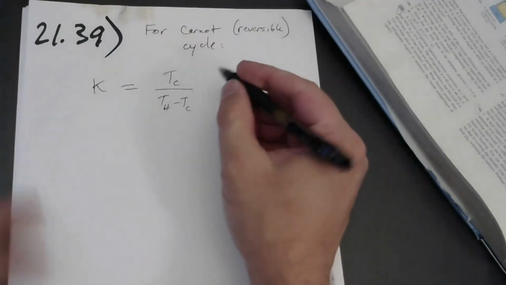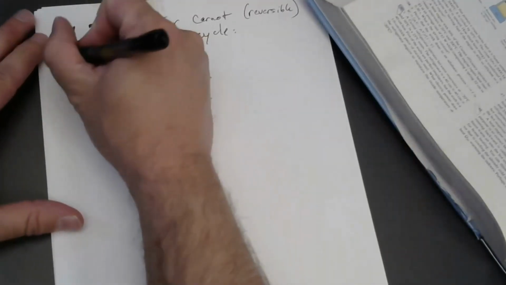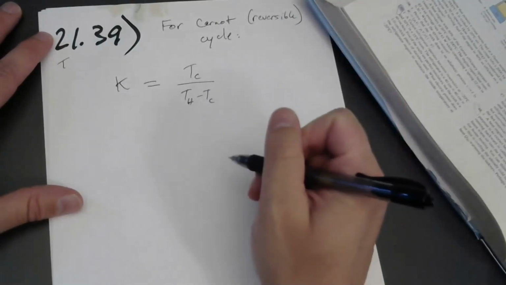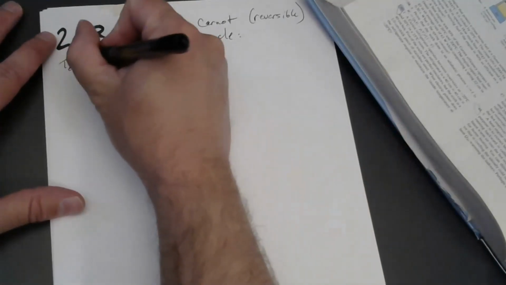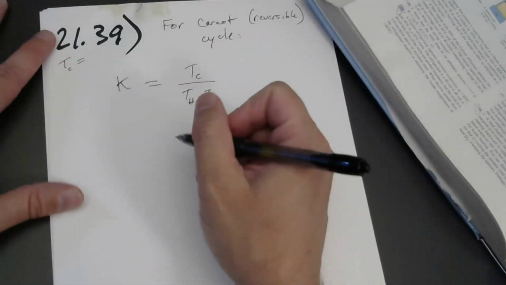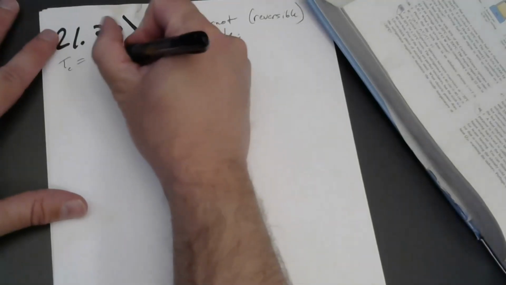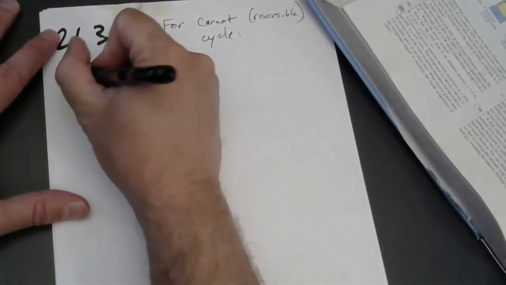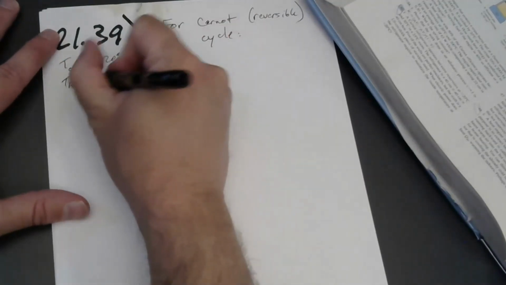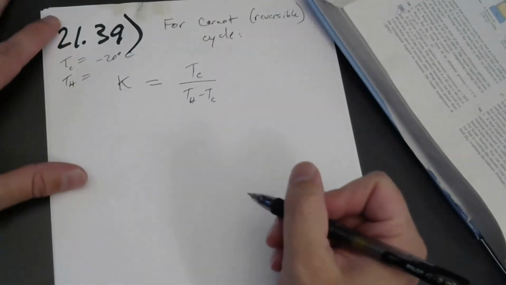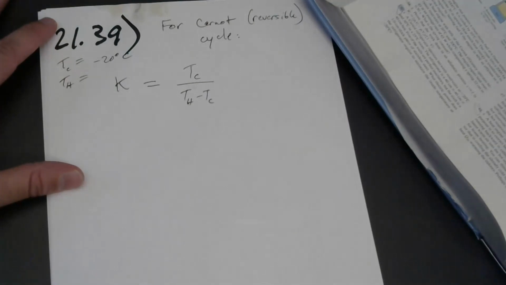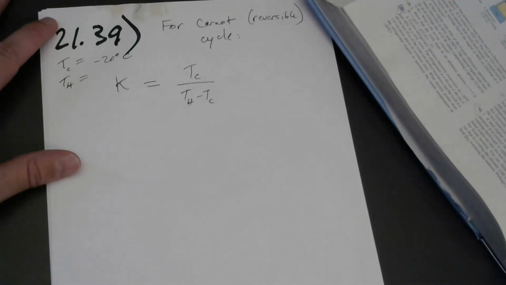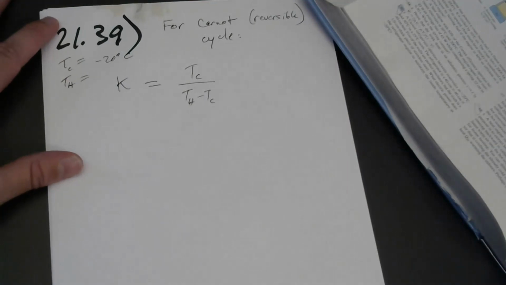Okay, so let's write down what the book gave us. They told us that the two reservoir temperatures were, for the cold temperature reservoir, negative 20 degrees. And then they said that the hot temperature reservoir was 50 degrees Celsius. That's bogus. I believe they're referring to the highest temperature achieved by the working substance. The hot reservoir is the room air. And that's not going to be 50 degrees Celsius. That's ridiculous. It's only 25 degrees Celsius.